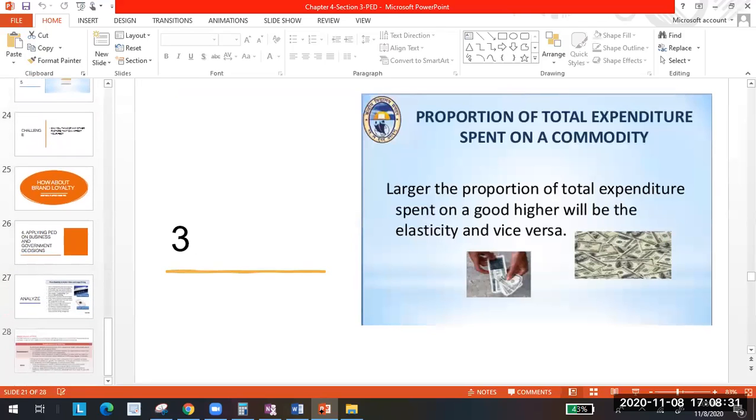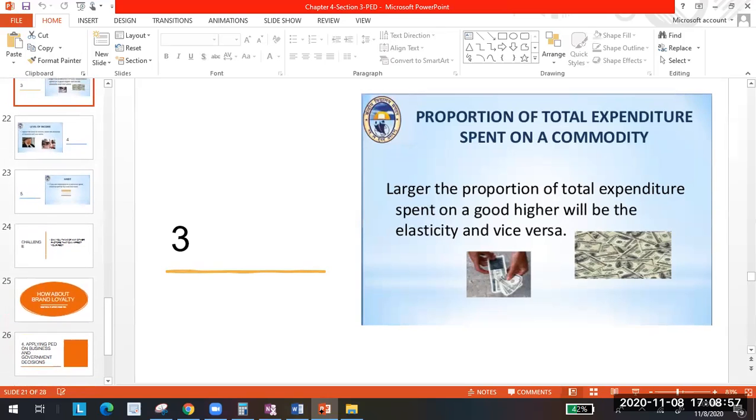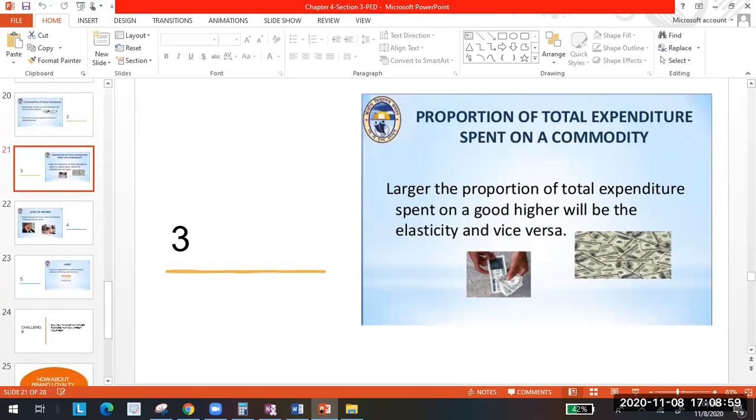Proportion of total expenditure spent on commodity. The larger the proportion of total expenditure spent on a good, the higher will be the elasticity, and vice versa. So the more you spend on a good, the higher the elasticity, and the less you spend on it, the less the elasticity. So, are you getting things? Shall I move? I think I got it.